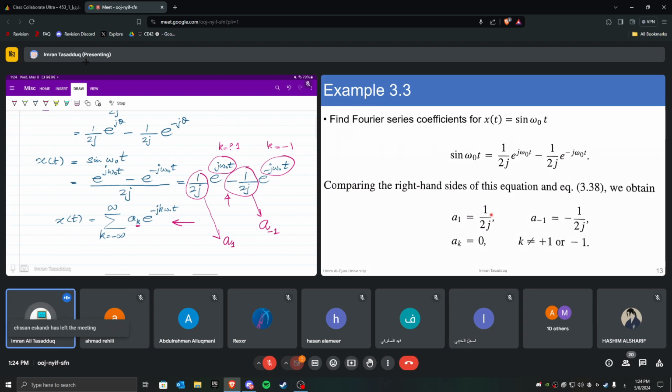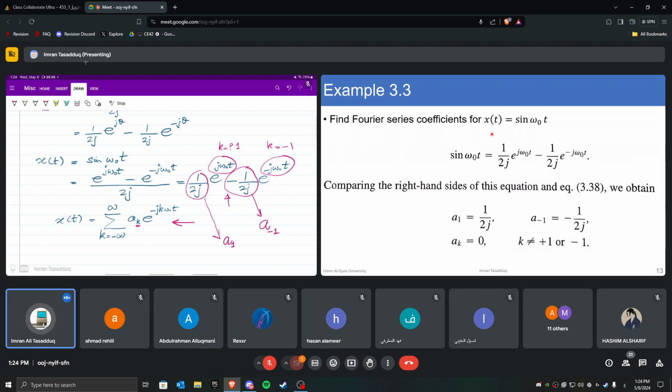All right. So here we can see that the coefficient a1 is 1 over 2j and a minus 1 is minus 1 over 2j. And how about the other coefficients? All the coefficients are 0. So whenever k is not 1 or minus 1, the value of a k is 0. There are only two coefficients, a1 and a minus 1. All right? Is it clear? Any question?